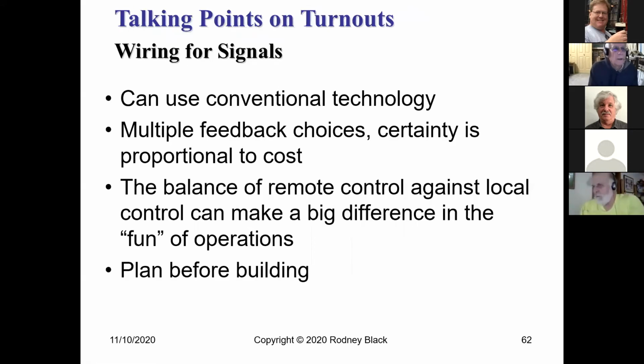So here are the talking points on wiring signals. You can use conventional technology. You've got multiple feedback choices. Certainty of which way the points are set is proportional to the cost. The balance of remote control against local control makes a big difference in the fun of the operations, and plan before you build.